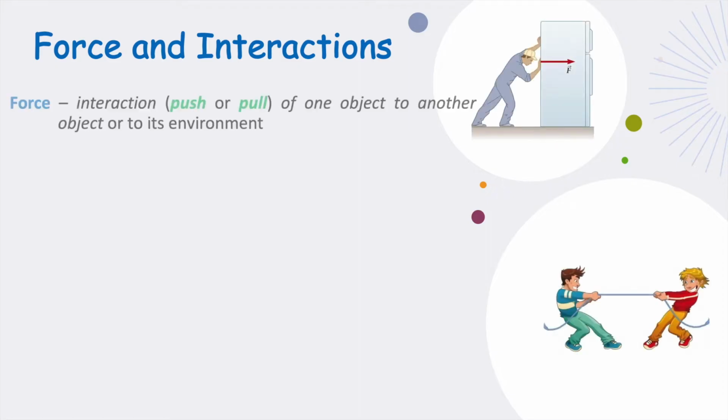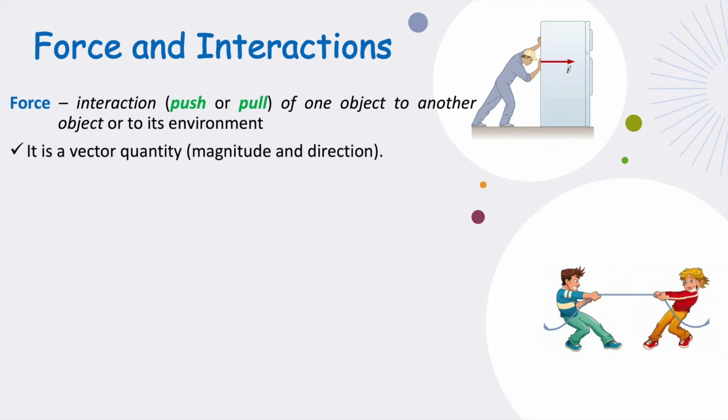Well, force is simply an interaction of one object to another or to its environment. It is a vector quantity, meaning to say it has magnitude and direction, and its SI unit is in newtons. Take note that 1 newton is simply equivalent to 1 kilogram meter per second squared.